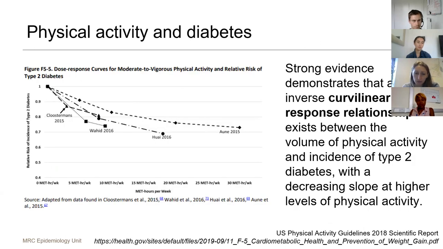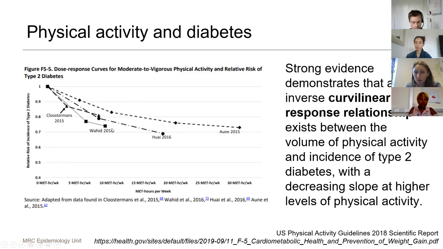In terms of how it links to diabetes, I'm sure you're all very aware of the associations between physical activity and many chronic diseases, but particularly type 2 diabetes. The evidence I've got here is coming from the US 2018 Physical Activity Guidelines report. And it follows a similar pattern to many chronic diseases, which is what we call a curvilinear dose response relationship. And the key characteristics of this, I don't know if you can see my cursor, are really that the biggest drop in the relative risk of developing type 2 diabetes happens between doing no activity and doing some. And then from there, there's a continued benefit, but it slightly plateaus. And that's what we often call in physical activity the dose response relationship.